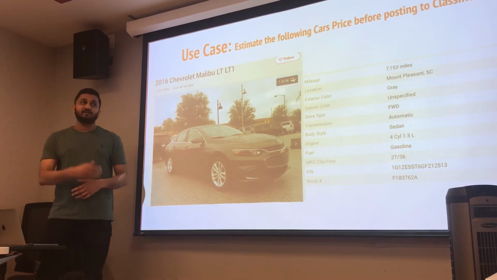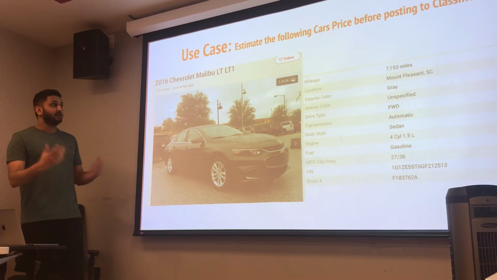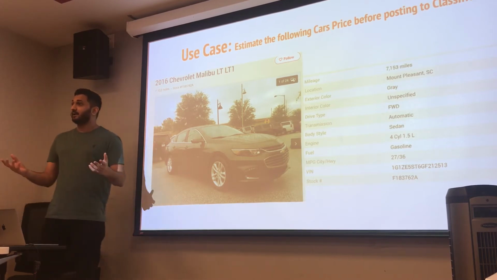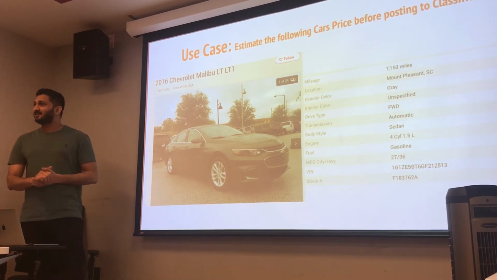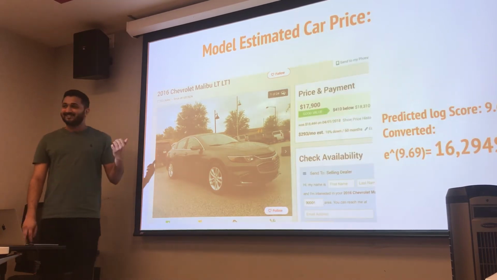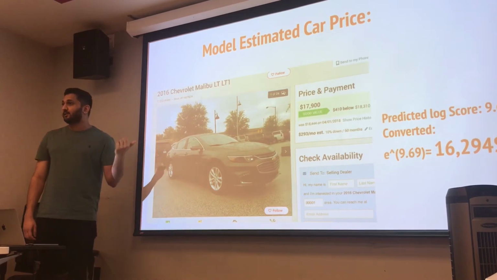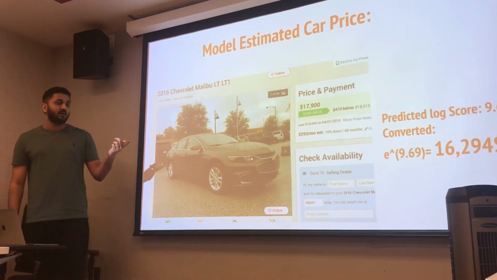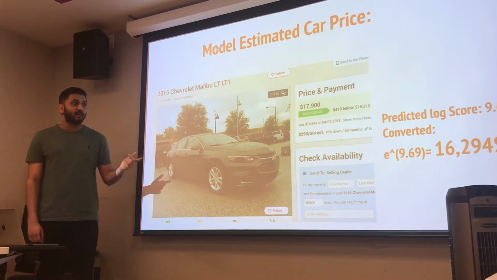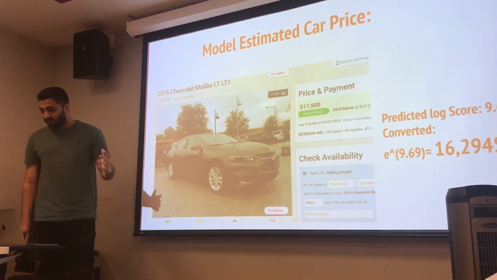So for example, if someone is putting this car online, how do you determine what the price is? Anyone want to take a guess? No? $5,000. There we go. It's actually 17,000. And the model that we're using, the linear regression model, predicted it to be about 16,000. So it's close enough.